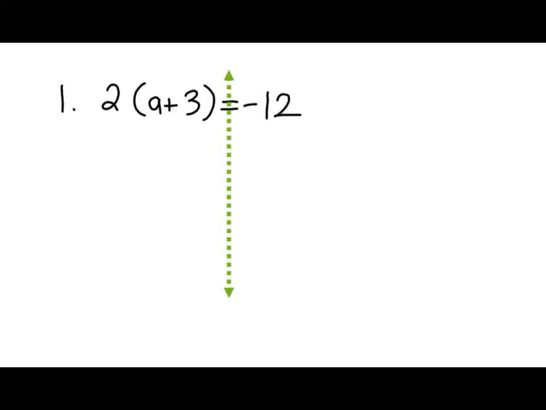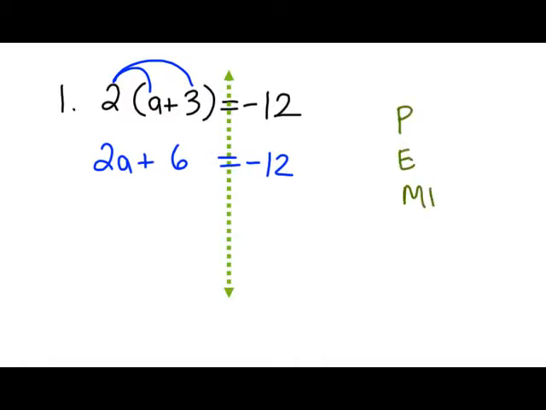So step 1, what you're going to do is distribute. And we've distributed before, so we're going to take 2 times a, which is 2a. And we're going to take 2 times 3, which is 6, equals negative 12. Now, we're going to do the order of operations in reverse. So if you remember, please excuse my dear Aunt Sally. We're going to start with addition and subtraction and go backwards.